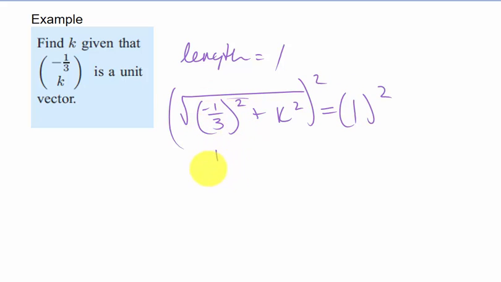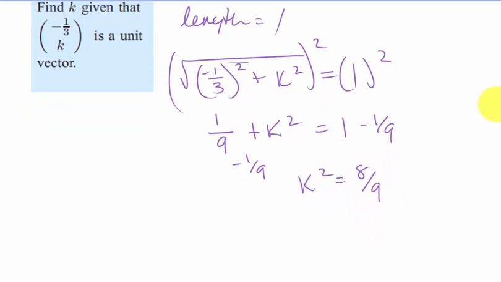Then if I simplify inside, I get 1 over 9 plus k squared is equal to 1. We subtract 1 over 9 from each side. So k squared is equal to 8 over 9. And then we take the plus or minus square root. So k is equal to plus or minus 2 root 2 over 3.